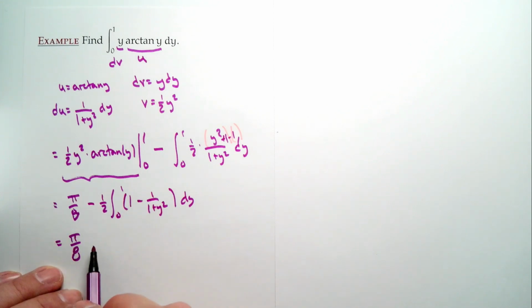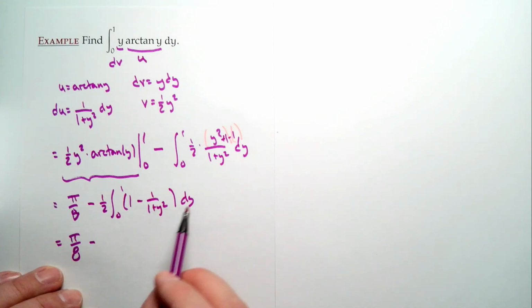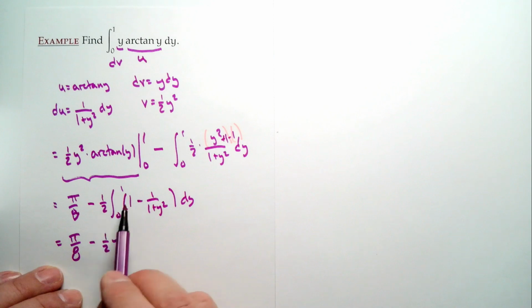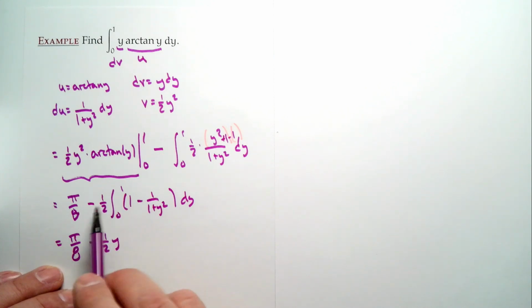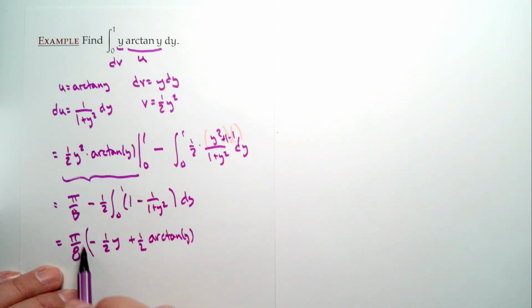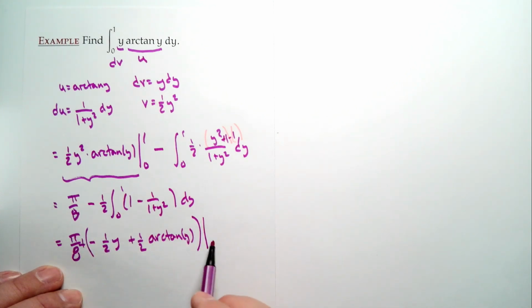The integral of 1 will be y, because it's with respect to y. So 1/2 y, because of the 1/2, minus. A lot of people would oftentimes forget, the minus goes all the way through. So plus 1/2 integral of 1 over 1 plus y squared, arctan, yeah. And then, of course, we still have to evaluate. All right. Evaluate from 0 to 1.